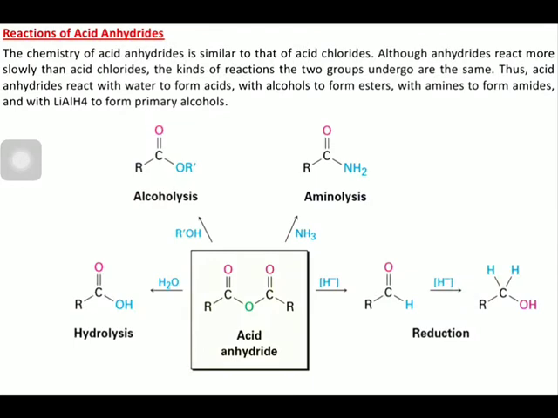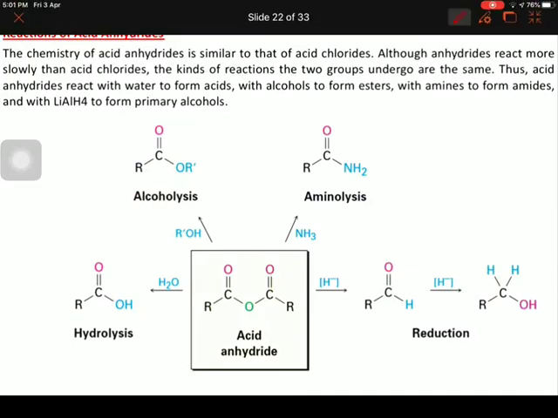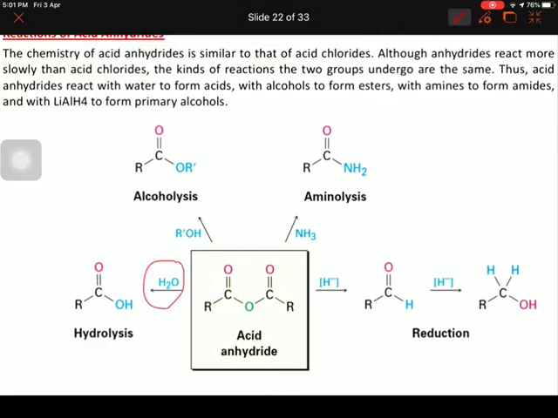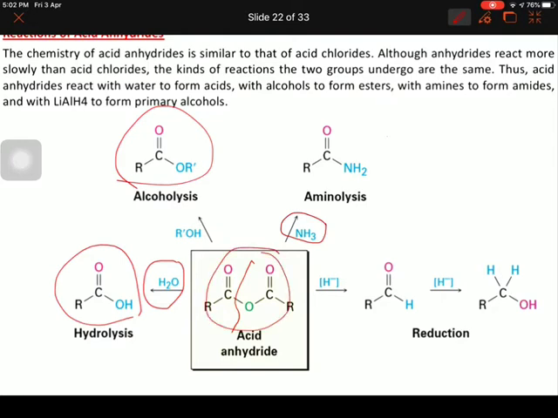Anyway, the reactions of acetic anhydride are the same as the carboxylic acid or acid chloride. Acid anhydride can be hydrolyzed, same as the acid chloride, to get the carboxylic acid, the partner compound. It can react with alcohol to get ester, or react with amine or ammonia to get the amide compound. And the reduction, the hydrogenation of the anhydride is going to give aldehyde and then alcohol.